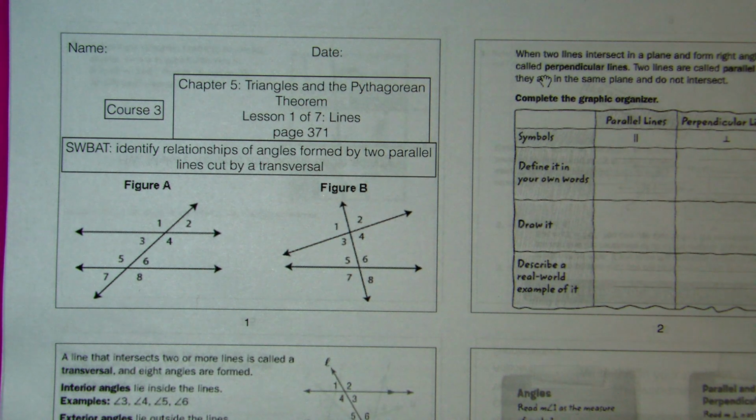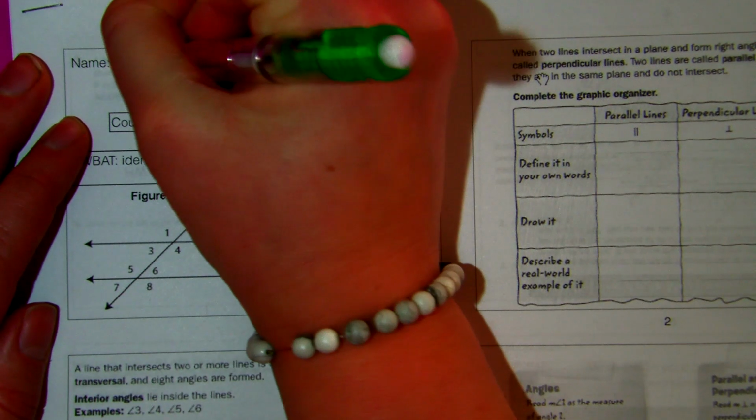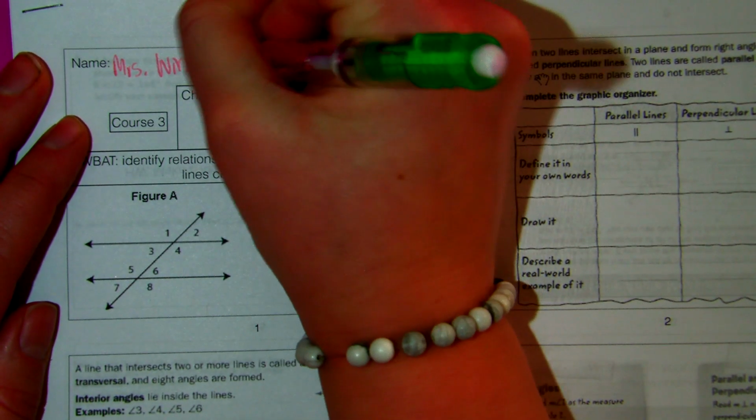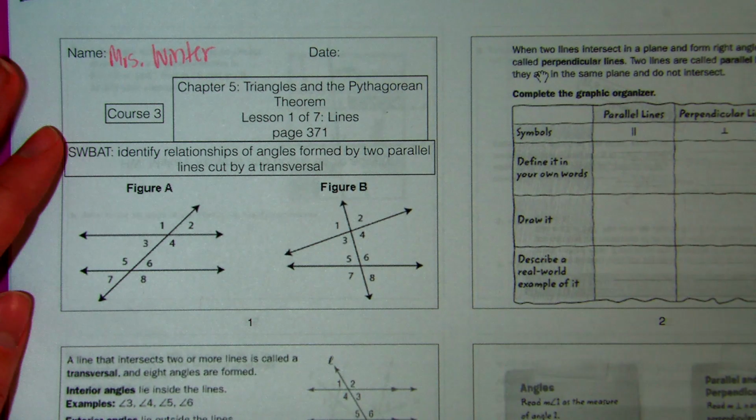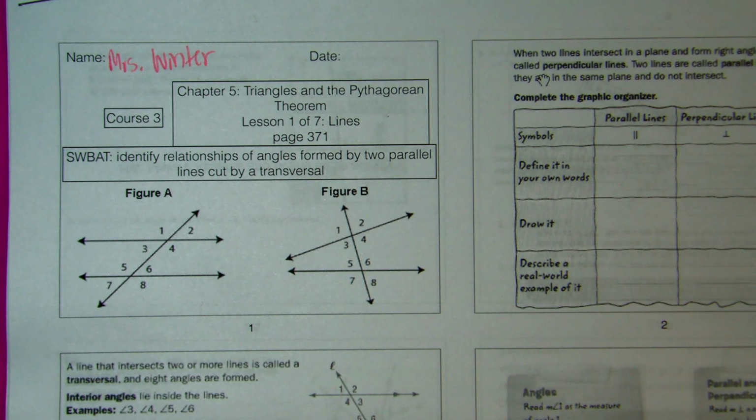Okay, so today we're going to start chapter 5. Put our name and date at the top here. We're going to start with some geometry. So we're moving into, this one's specifically talking about lines, and then we'll get to other shapes.